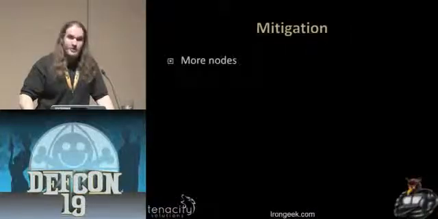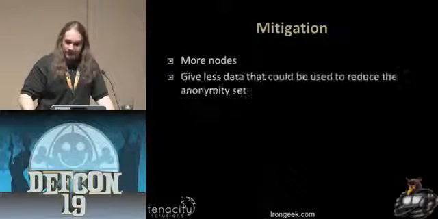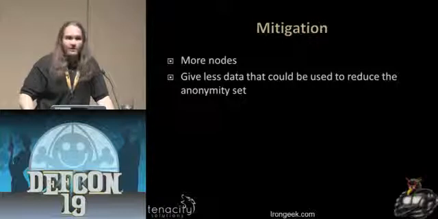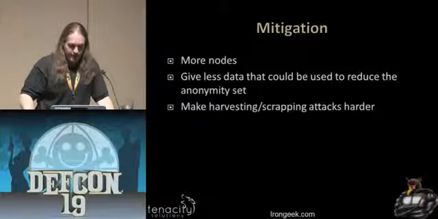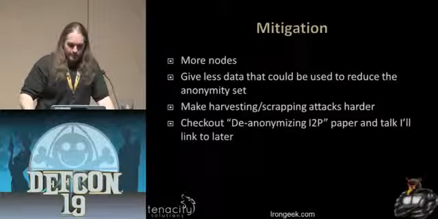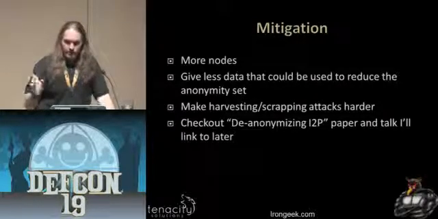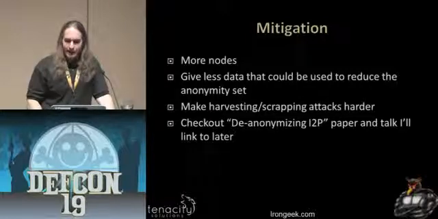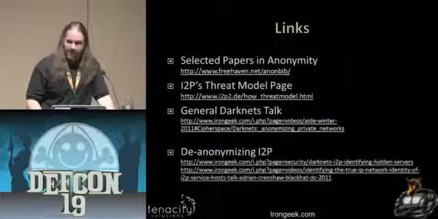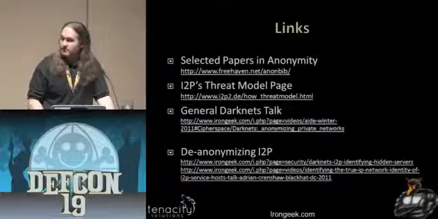Mitigations, well, more nodes helps, being a smaller needle in a larger haystack. Giving less data also helps, which is a good reason why in I2P we pulled out the server header in newer versions, making harvesting and scraping harder. Check out my article on de-anonymizing I2P later on, where I go into a lot more detail of how those attacks work. Various links out there for if you want more information on this, and this is all on your DEFCON CD.